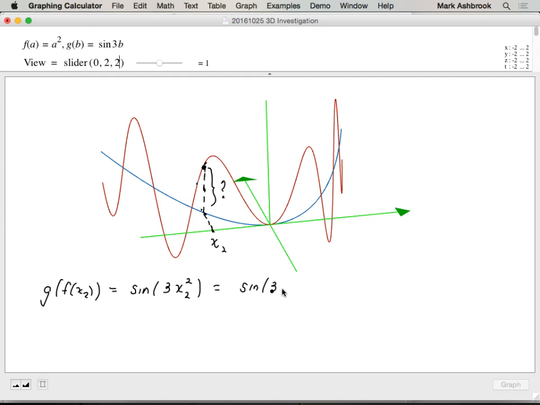Sine of 3 f of x squared. Oh, not x squared, sorry, f of x2. Like that? Does it work? Okay, good. You guys are up.